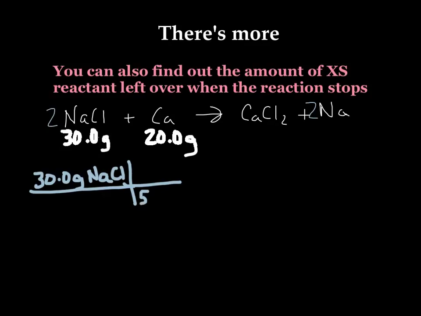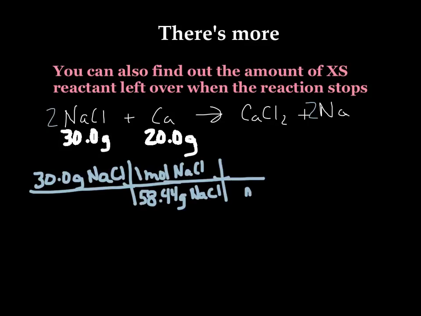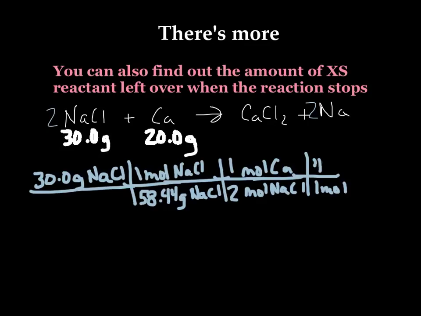And then I'm going to change that to moles. 58.44 grams of NaCl is 1 mole of NaCl. And then after that, I'm going to switch over to moles of the other reactant, the excess reactant, which is Ca. Using my mole to mole ratio from the balanced equation, 2 moles of that for every 1 mole of this, I can then use that 1 mole of Ca is 40.08 grams of Ca.